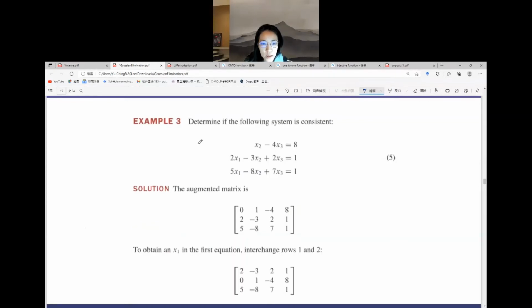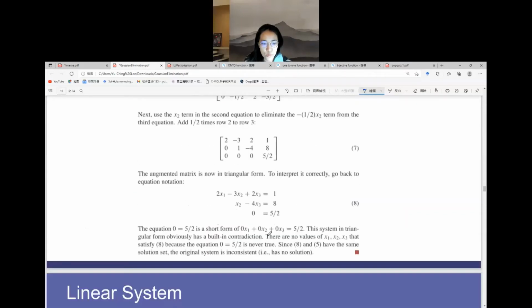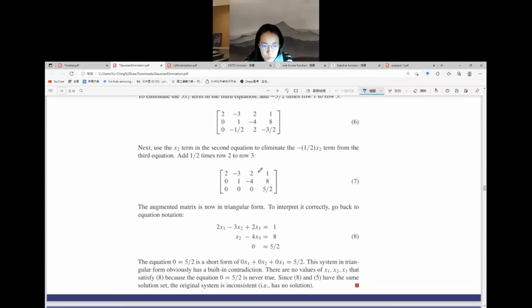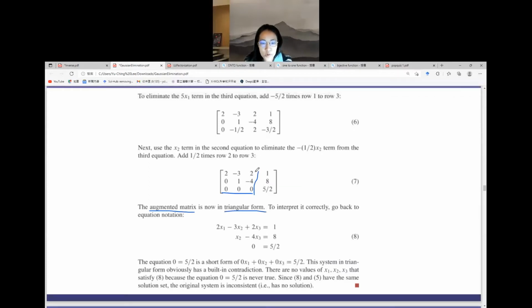Again, we may encounter a problem like this, and then we apply Gaussian elimination to the augmented matrix, and following a few steps, we reach a situation right here. But then we found out that, okay, here are all zero rows. This augmented matrix is now in triangular form. So it means that it's already in echelon form. So this is the final matrix of the Gaussian elimination.